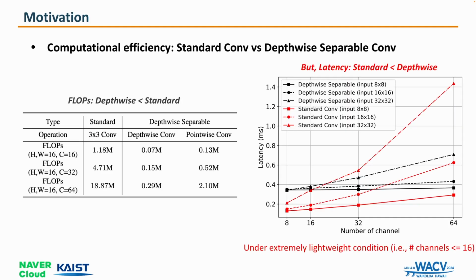In this work, we rediscover that the actual inference speed of standard convolution is faster than the depth-wise separable convolution. In the figures below, we compared computational efficiency. In the left figure, depth-wise convolution exhibits much fewer flops than standard convolution. However, flops is not always matched with the actual latency trend. Indeed, we observed that standard convolution shows faster inference latency than depth-wise convolution under extremely lightweight conditions, where the number of channels is less than or equal to 16.